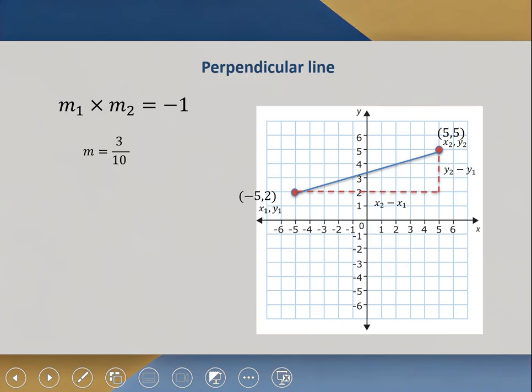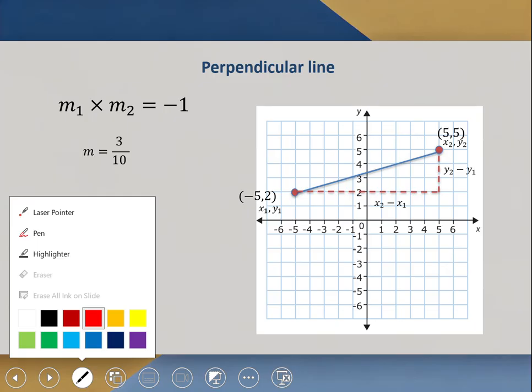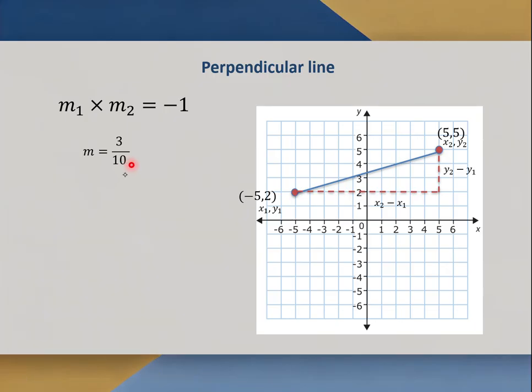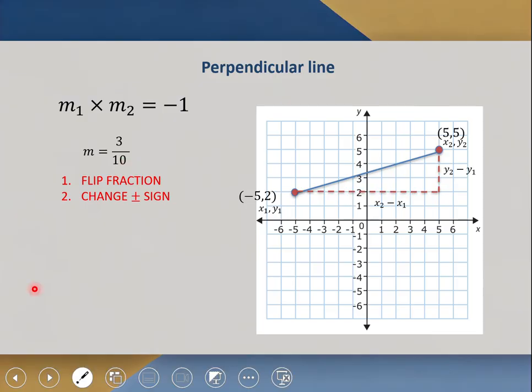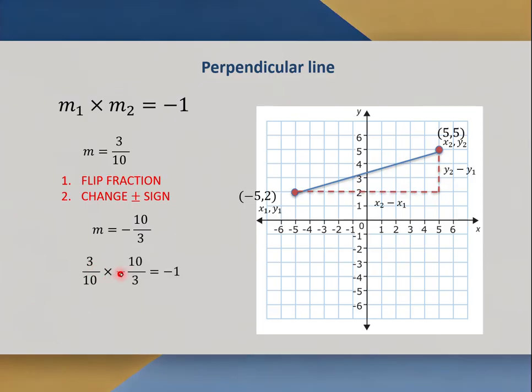To find a perpendicular line, we need to be flipping our fraction and changing the positive and negative sign. So if we flip it, it will turn into 10 over 3. This is positive, so our perpendicular gradient must be negative. We can double check it by putting it into the formula. 3 times negative 10 is negative 30. 3 times 10 is 30. Negative 30 over 30 is negative 1.